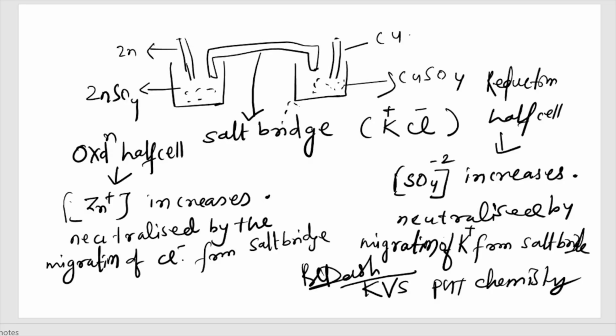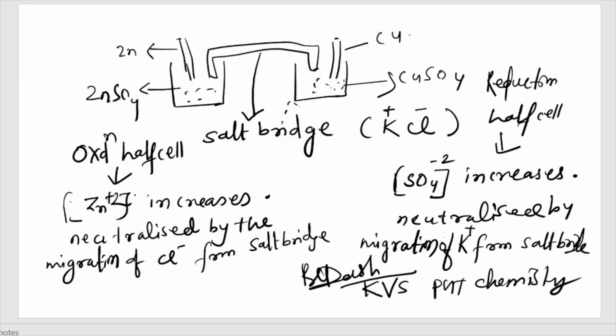And here see the diagram. Again I want to show the salt bridge in the middle. Copper in copper sulfate, zinc in zinc sulfate. The left side is called oxidation half cell and the right side is called reduction half cell. Zn plus 2 increases on the left side, which is neutralized by the migration of Cl minus from salt bridge.